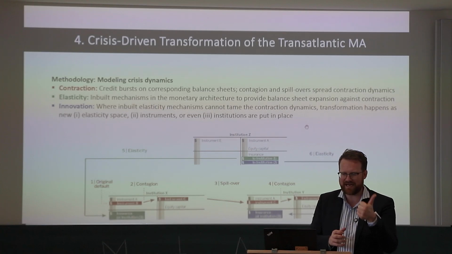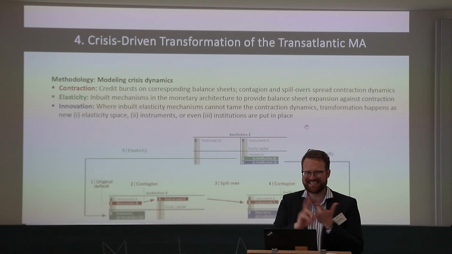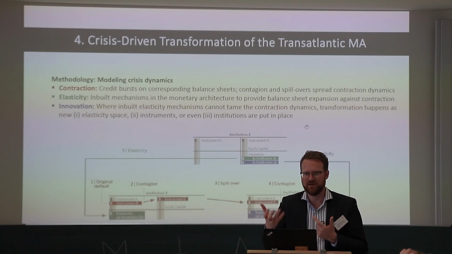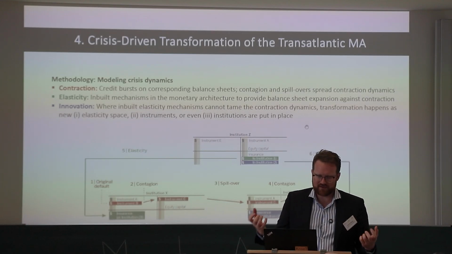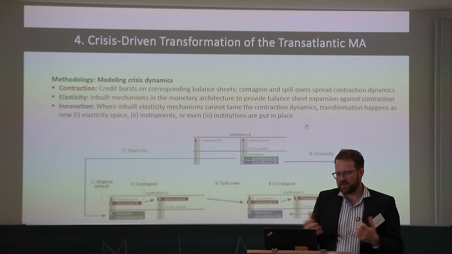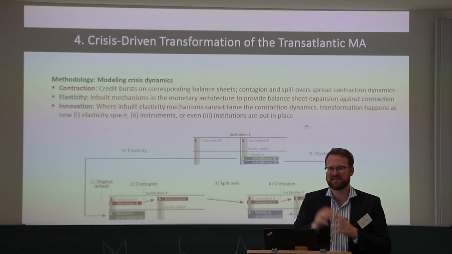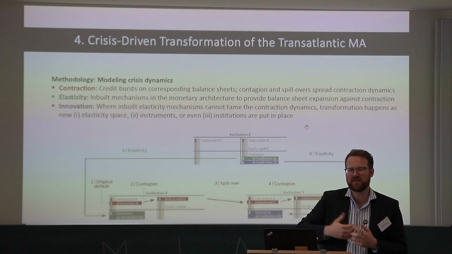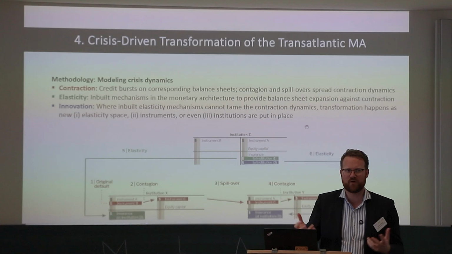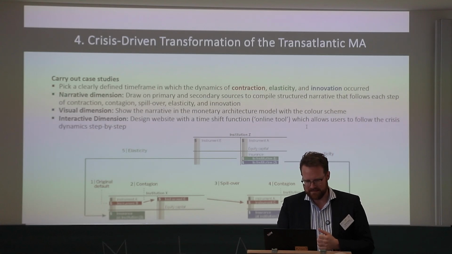The first one is a contraction, which is highlighted in red. The second one is elasticity, the provision of elasticity that was built in already. So the bank balance sheet contracts, and the central bank gives emergency credit. The third is innovation, which is basically just a version of elasticity. It's a new type of instrument or interconnection that wasn't there before, which had to happen in the crisis.